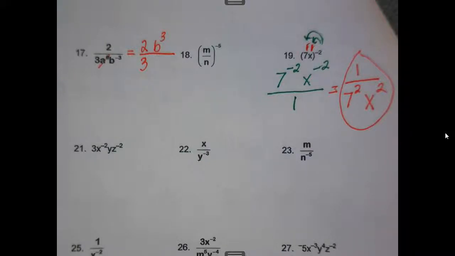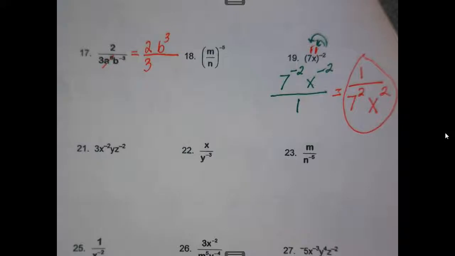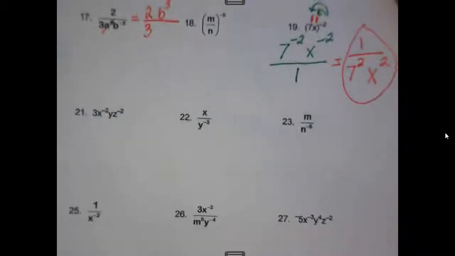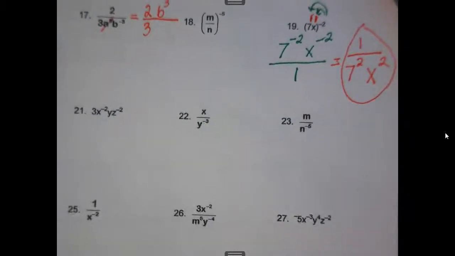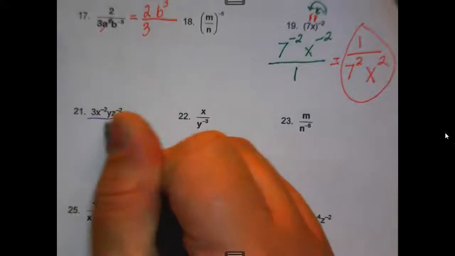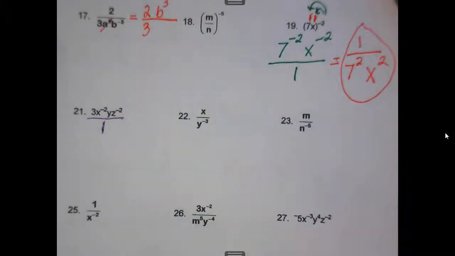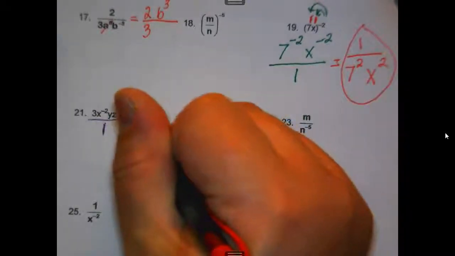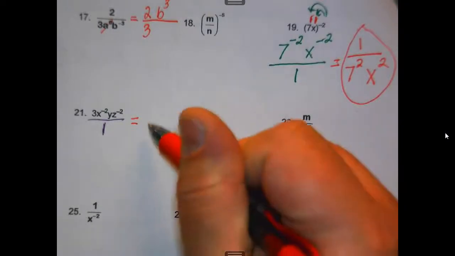21, questions. 21. I do not have a fraction, however, I do have negative exponents. So I'm going to put it over 1. Are you good with this? Yes? Okay, so everything with a negative exponent is going to be flipped.